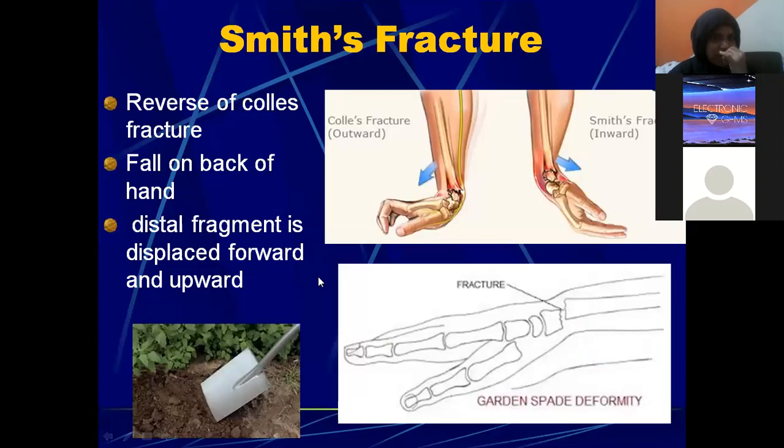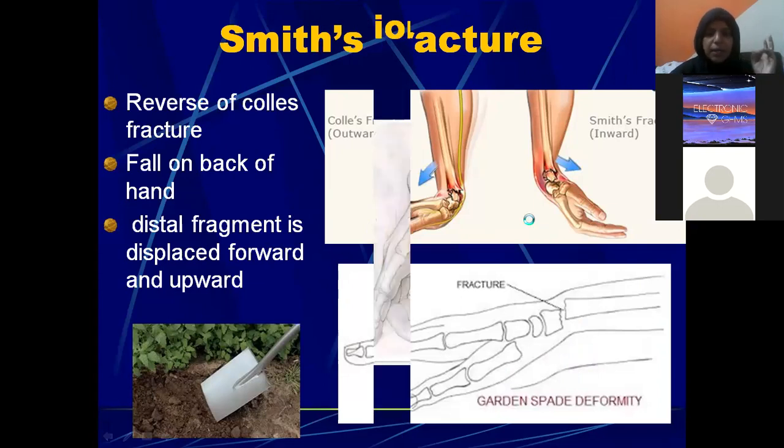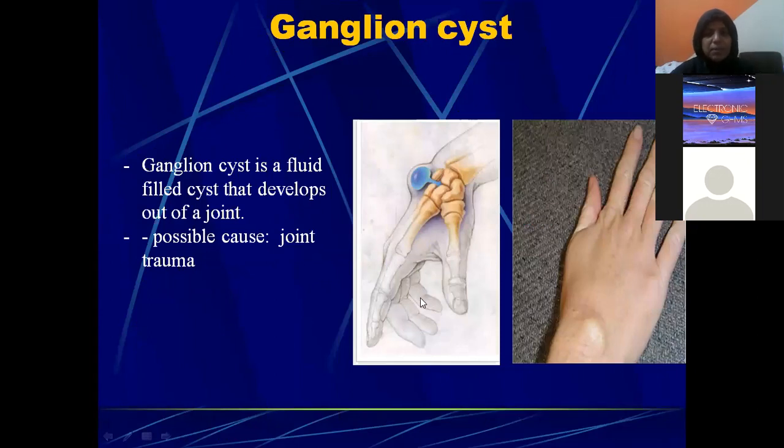Quite opposite to that, we have Smith's fracture. That is reverse of Colles: fall on the back of the hand, then the distal fragment is displaced anteriorly and upwards. Sometimes you will see there is formation of a cyst. Already I told you in all joints, the outermost covering is the capsule, inside lining is the synovial membrane. So sometimes a cyst may form if there is any infection. And apart from that, what nerve do we find here, in this area? Radial nerve, isn't it?